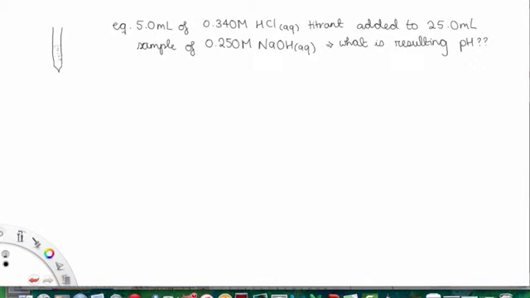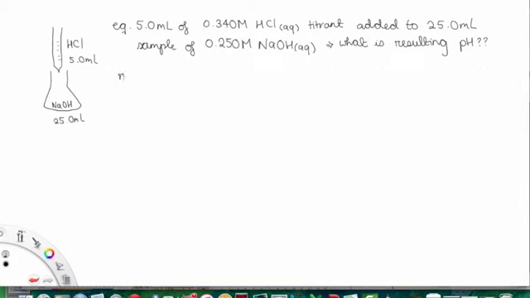So this is the burette, and it's saying the titrant is HCl. So we're titrating HCl into a flask containing sodium hydroxide. And we start out with 25 milliliters. And we have to know what the resulting pH value is after we had titrated 5 milliliters of the acid. And so since this is a strong acid and a strong base, we can use the concentrations.